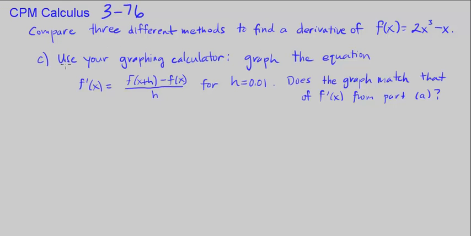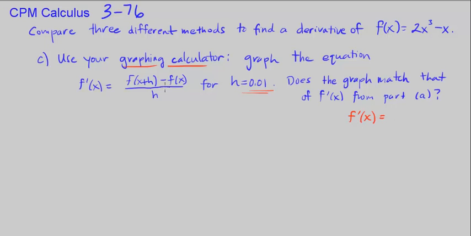For this part, we're going to use our graphing calculator. Graph the equation f prime of x is equal to f of x plus h minus f of x over h for a small h. So they're saying for h is 0.01. And does the graph match that of f prime of x from part A?